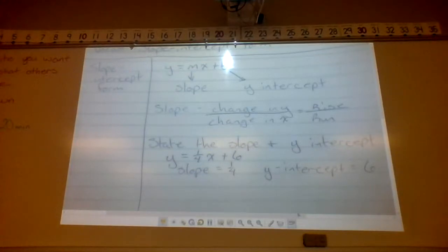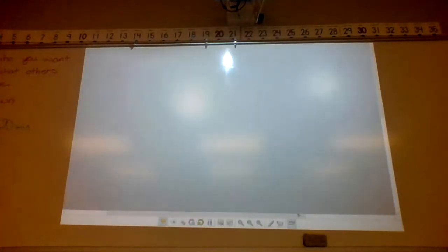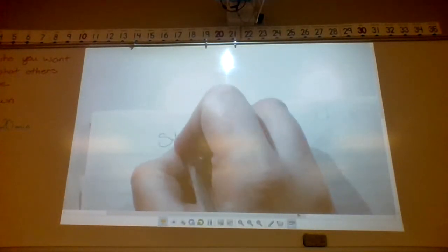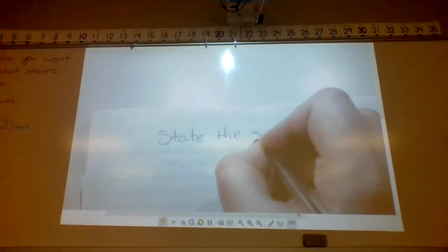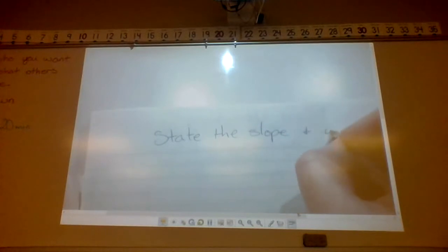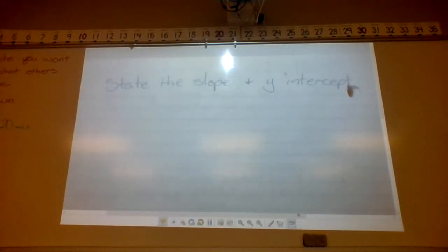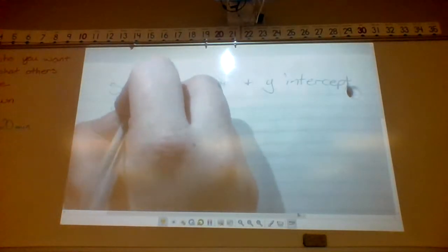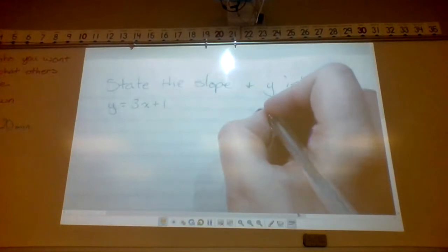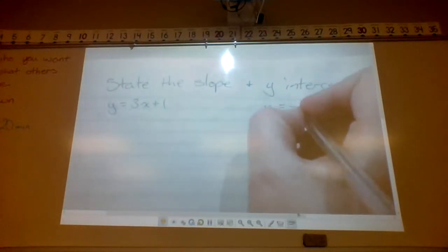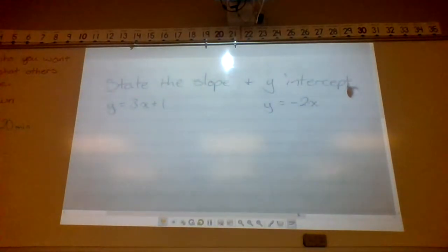Write across the top: state the slope and y-intercept of each equation. The last one's a little bit tricky, but nothing much. All I want is the slope and the y-intercept.